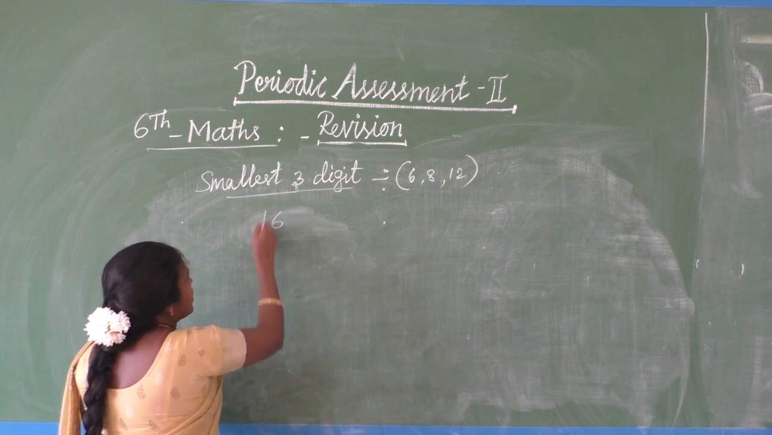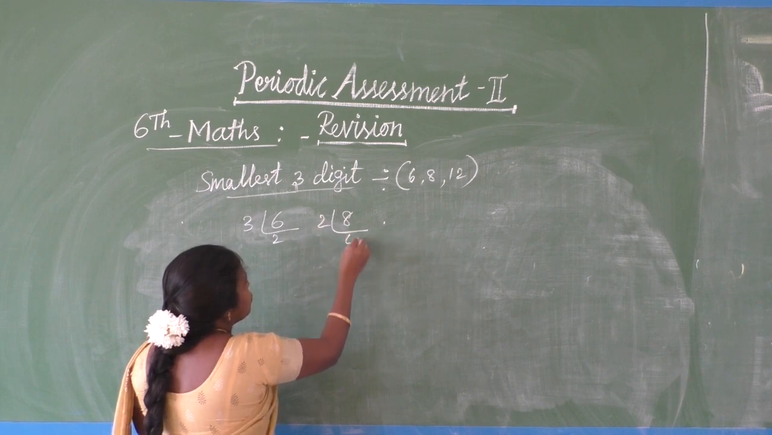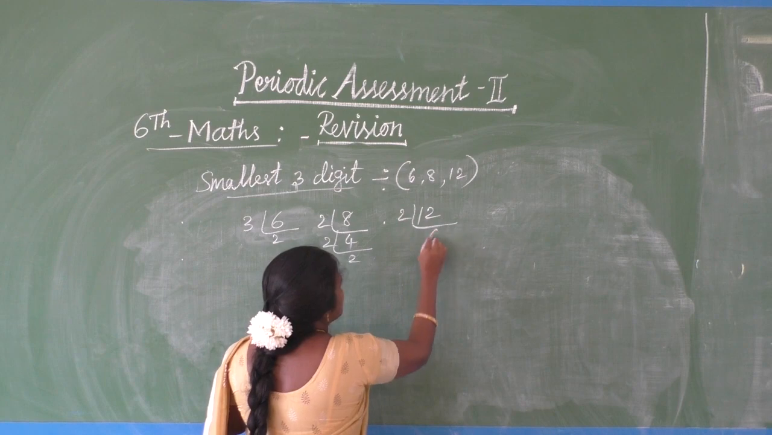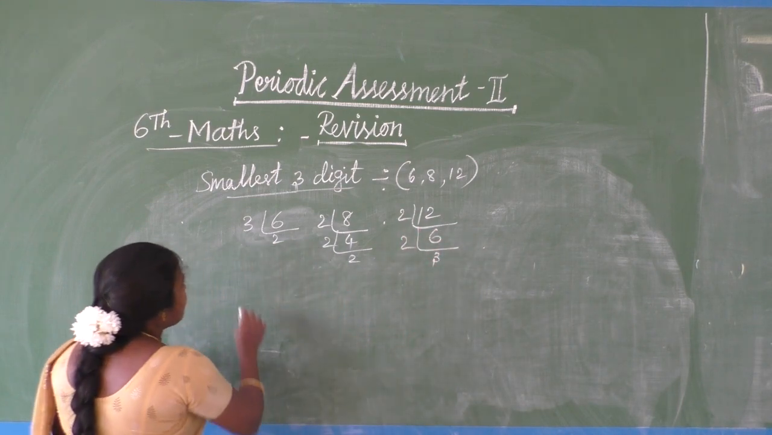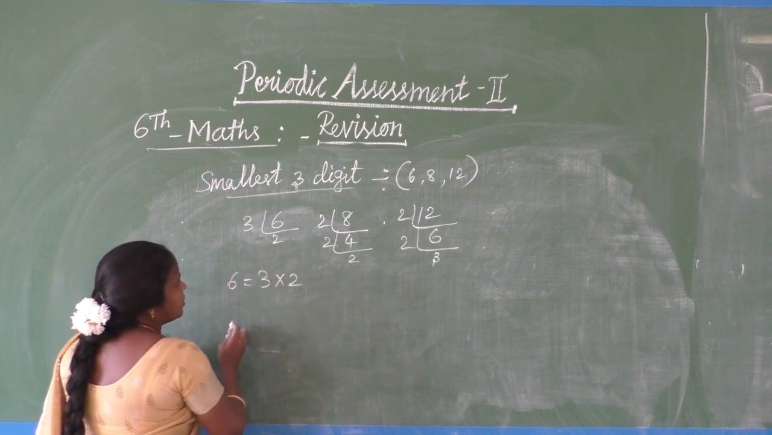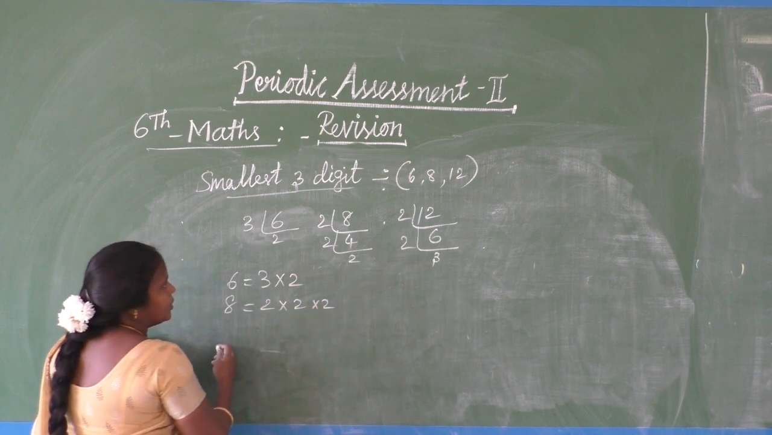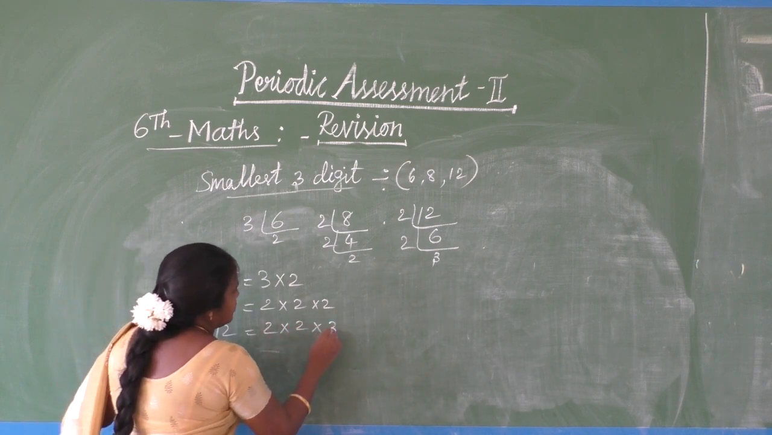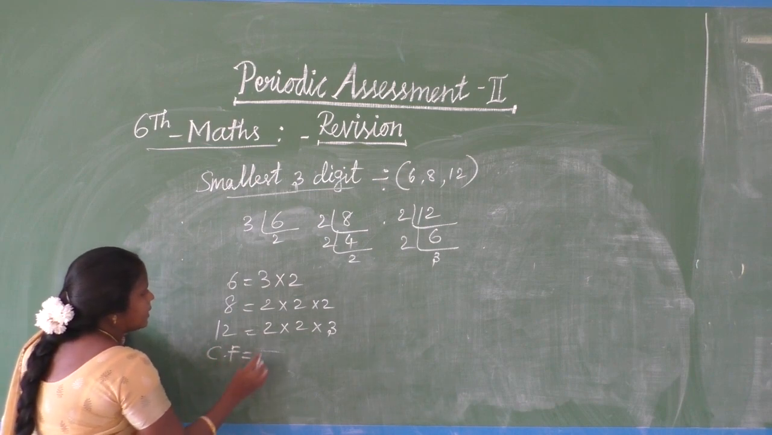6 means 3 2s are 6. 8 means 2 4s are 8, 2 2s are 4. 12 means 2 6s are 12, 2 3s are 6. Prime factors of 6, what comes? 3 into 2. Prime factors of 8, 2 into 2 into 2. Prime factors of 12, 2 into 2 into 3. All the prime factors are written. Now pick up the common factors.